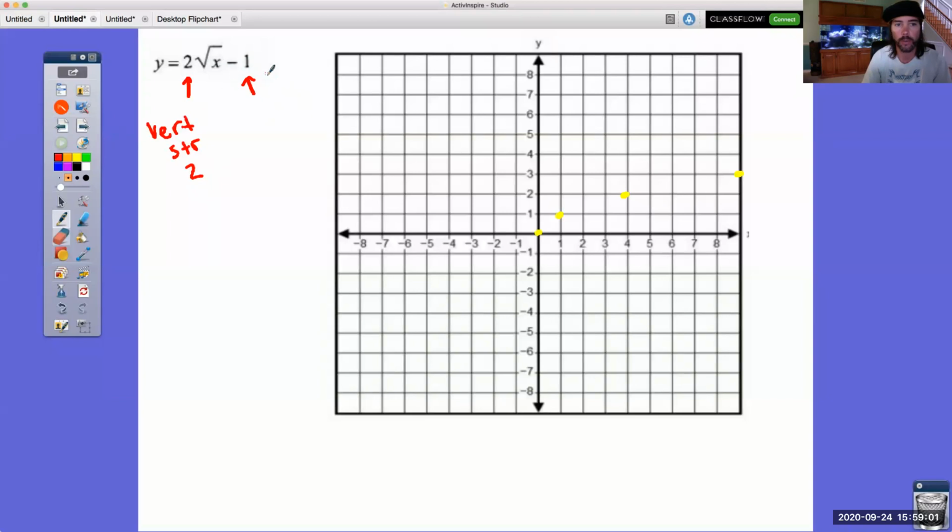Numbers outside the radical to the right are your up and downs. Negative is down, so this one's going to go down 1. Now for graphing purposes, you're going to want to do the stretch first, then move it down 1. You always multiply before you subtract with PEMDAS. So let's go to 0, 0. Stretch it twice as high. Currently it's at a height of 0. 0 times 2 is 0. This one does not change vertically, but it does go down 1.